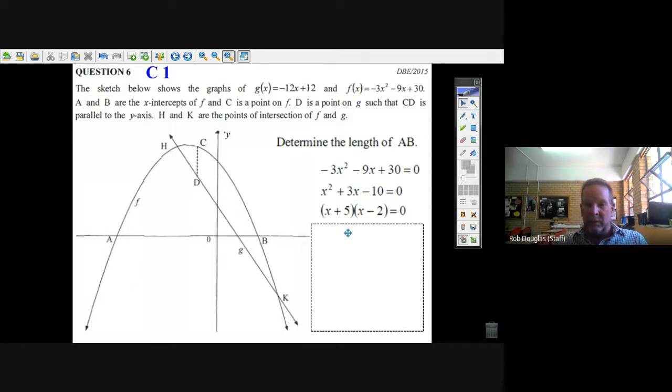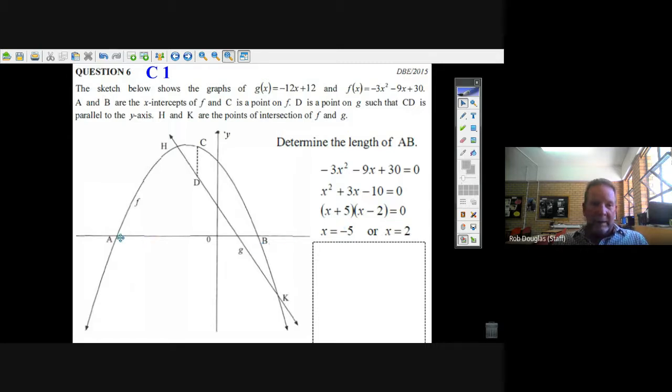Well, now we've got two numbers here, x equals minus 5 or x equals 2. So the minus 5 must be there, and the 2 must be there. The distance from minus 5 to 2 is just 7. We can go 2 minus minus 5. We know that that's 7 units. And that's it. That's the first question.